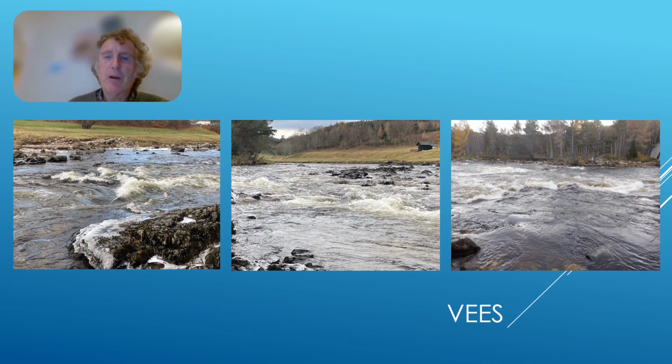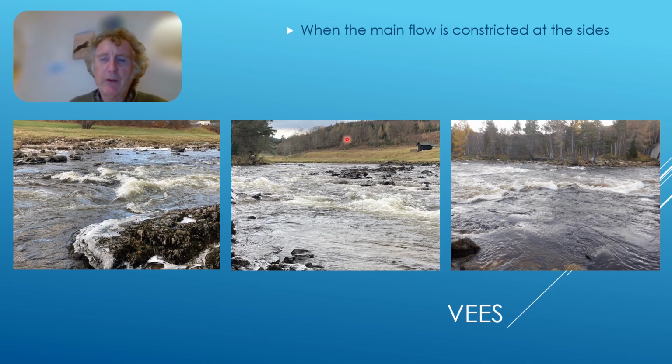Okay, so we'll talk about upstream and downstream V's and their significance. When the main flow is constricted at both sides, you will get a V. You can see that here. The river is flowing in this direction. There's a constriction of shallowness over here, and there's some rocks coming off this bank, so you're getting a V-shape pattern.